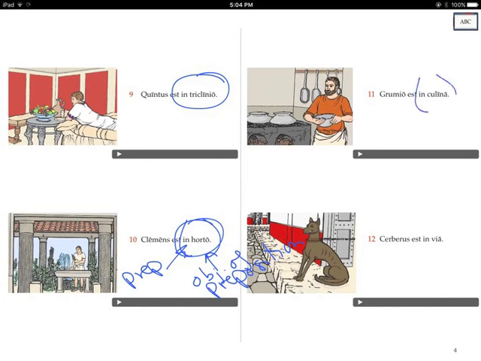These both are also prepositional phrases. The different ending for these nouns, culina and via, is different because those nouns are in the first declension, whereas these nouns are in the second, and we'll talk about declensions in another video.